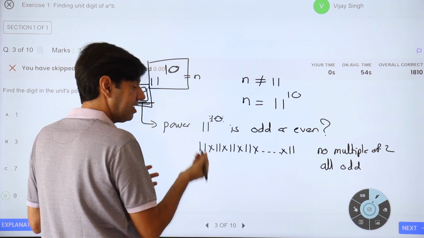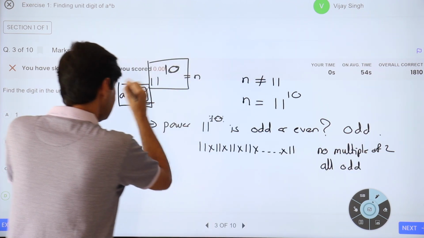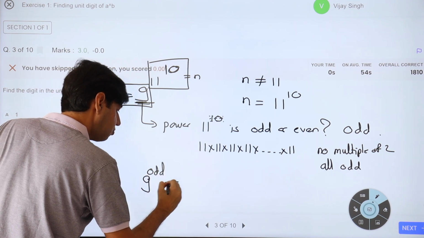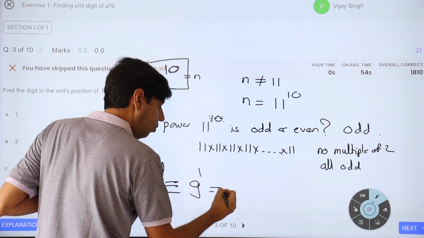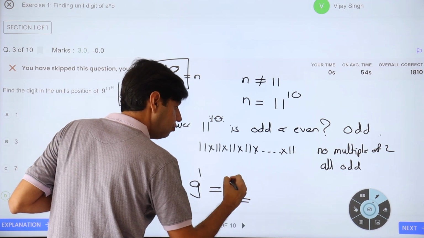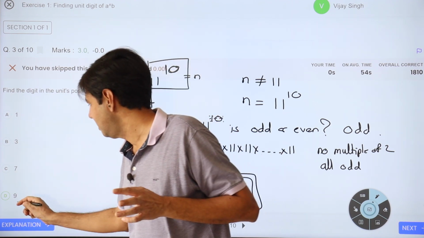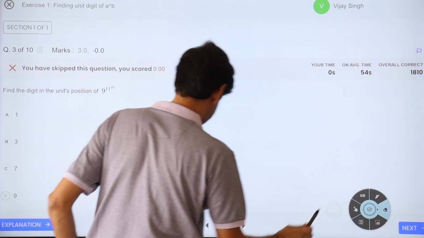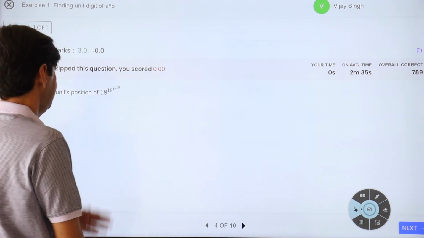Now all this is a waste of time. This is nothing but what is it? It is odd. So what is the thing that we are looking at? 9 raised to odd. You could think of it as good as 9 raised to 1, which we know is as good as 9. So the unit digit is 9 over here. That will be the answer. Okay, I'm not spending more time here. I think it's an easy one. And if it isn't, things would be nasty.